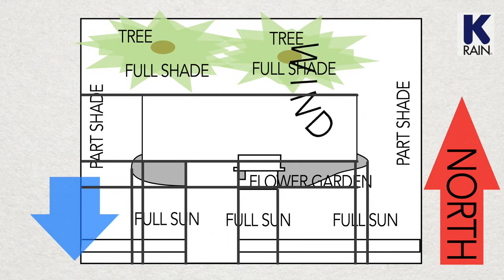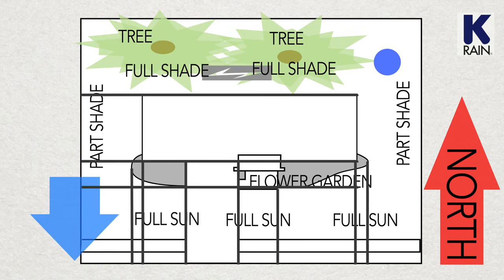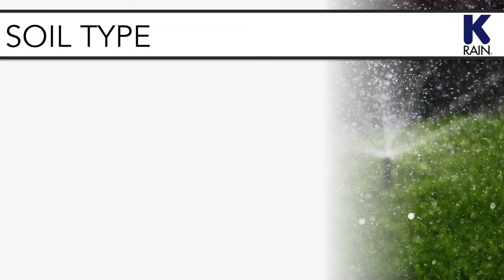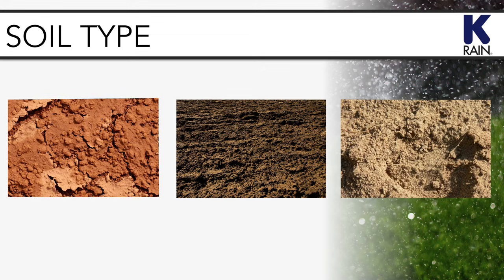Additionally, know your local codes and identify the place where you will tap into the water supply, and find a location near an outlet for the controller. Finally, confirm the soil type before leaving the property.